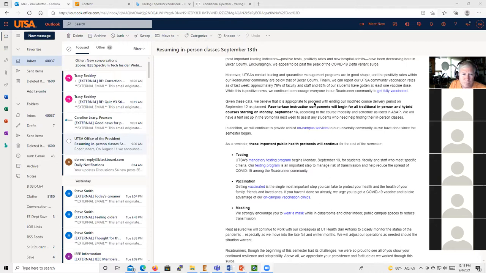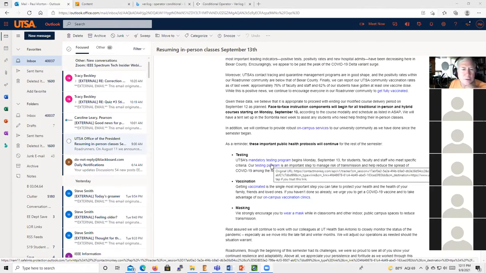So there we are. And they said they're going to put up a... So they do recommend you wear a mask. And if you think you might have been exposed to COVID, then you should get tested. The testing program, mandatory testing, begins Monday for students, faculty, and staff who meet specific criteria. So you should look at the testing program criteria. And if you need to get tested, get tested.